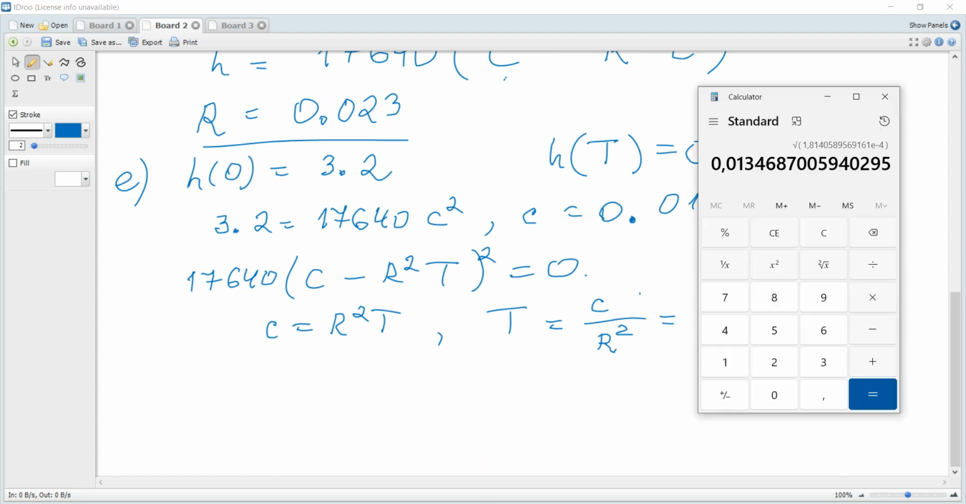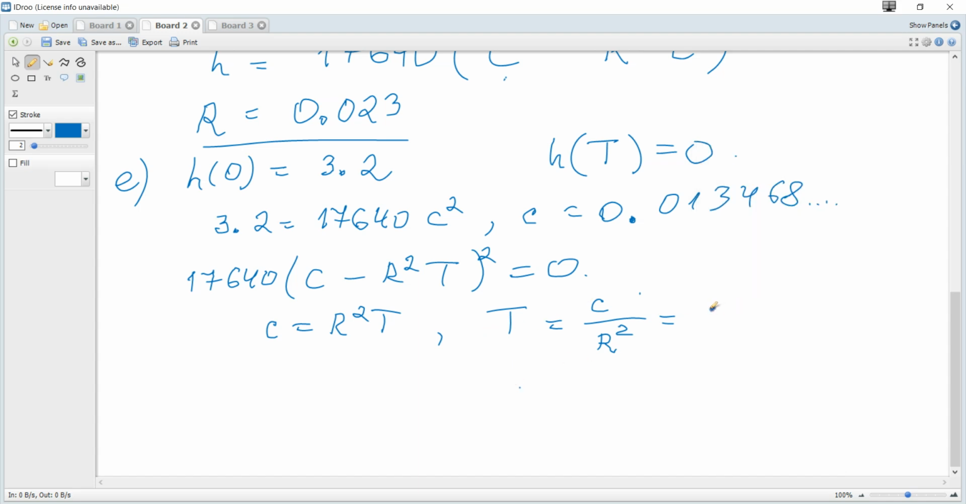and it becomes C divided by 0.023 squared, and we get the required time. Let's check. Yes, it's 25.5 to 3 significant figures minutes. Yes, it's 25.5 minutes.